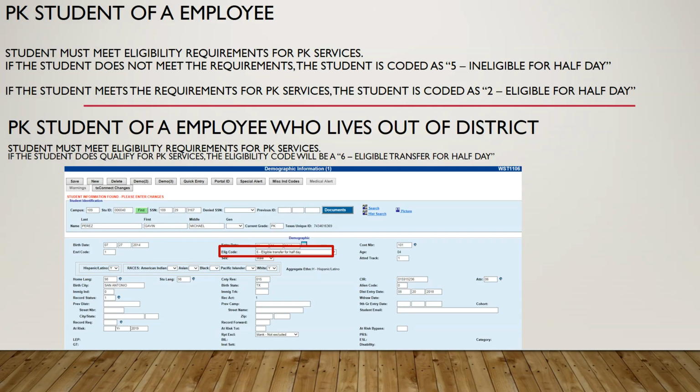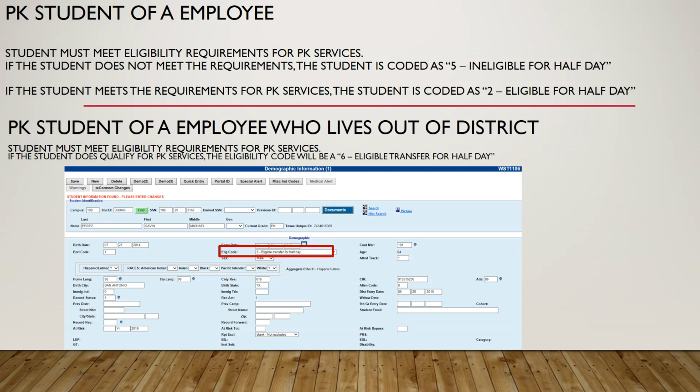The next example is a pre-K student of an employee. Student must meet eligibility requirements for pre-K services. If the student does not meet the requirements, the student is coded as 5 and eligible for half day. If the student meets the requirements for pre-K services, the student is coded as 2, eligible for half day.